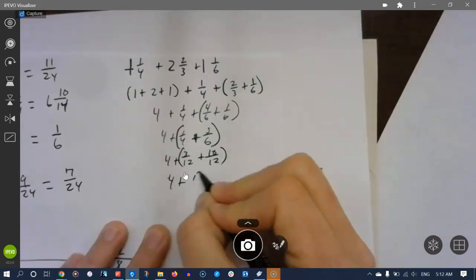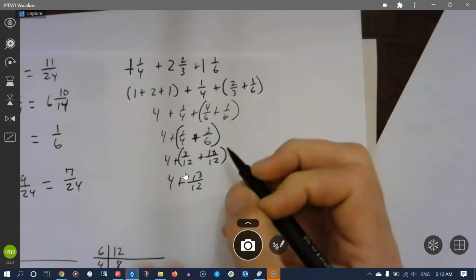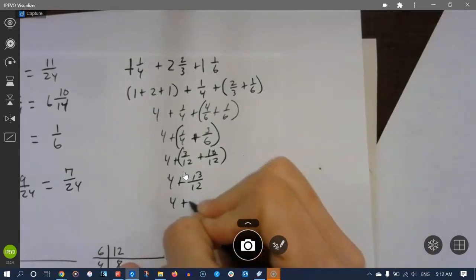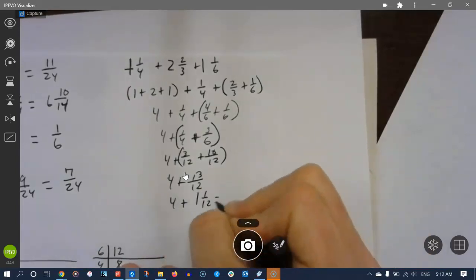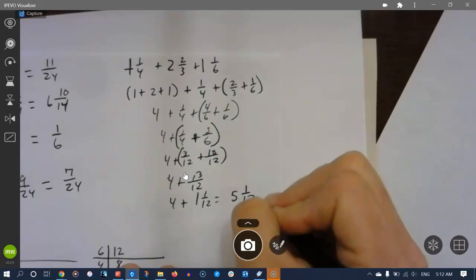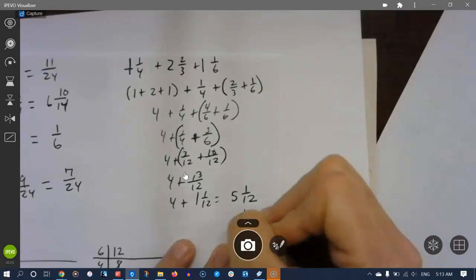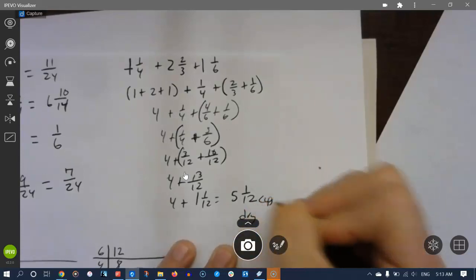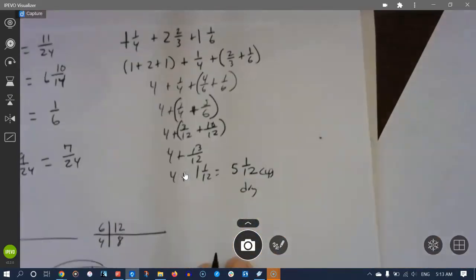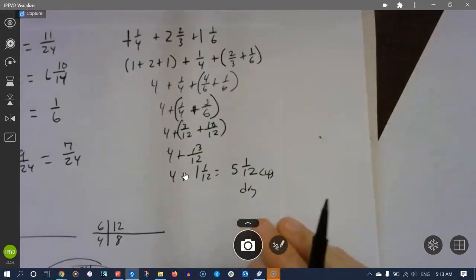This is 4 plus 13/12, which is really 4 plus 1 1/12, which is equal to 5 1/12. And what is it? Dry ingredients. So you should have dry ingredients, or cups. You need to have that. Okay. And next word problem.